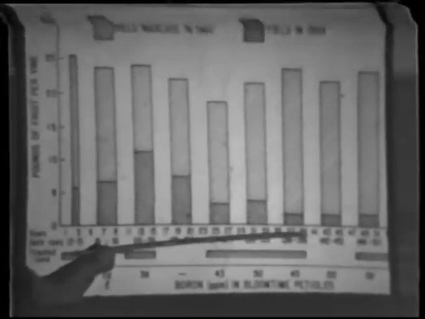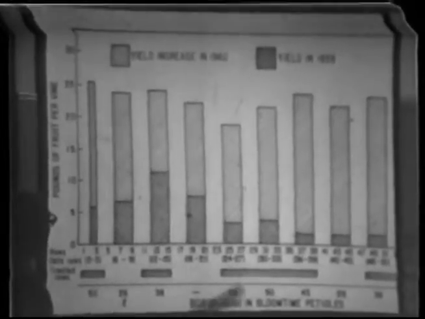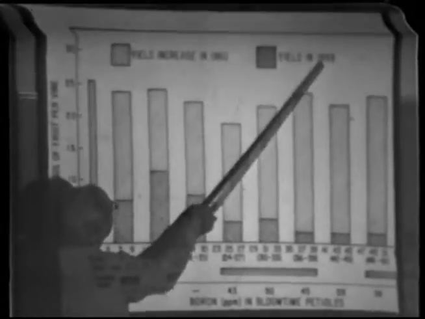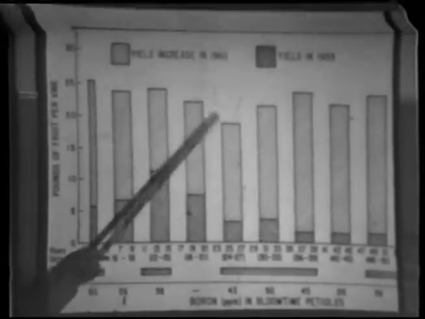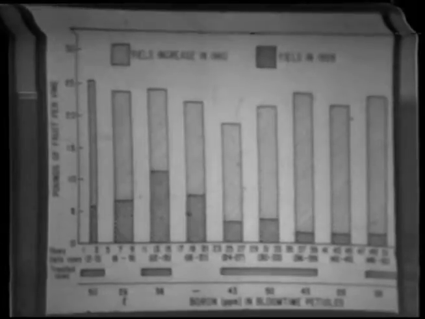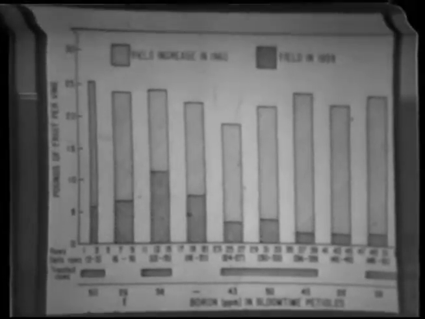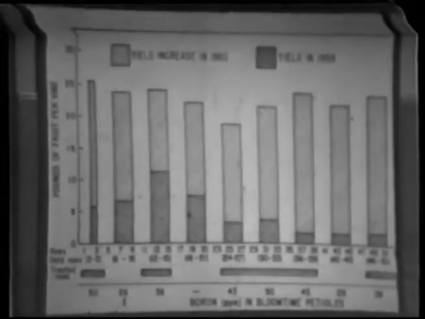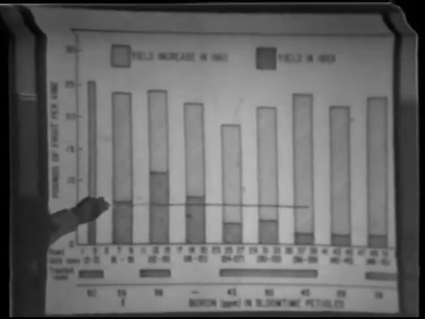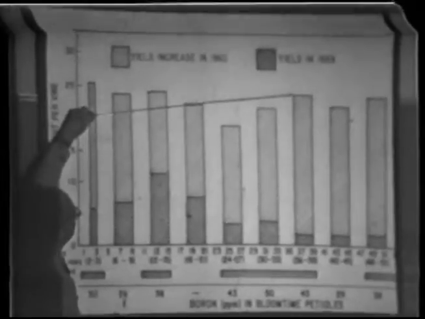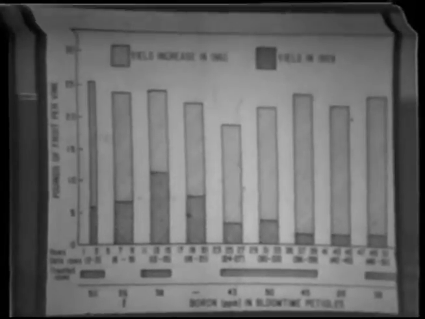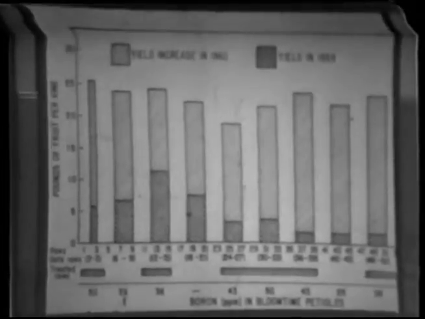We went out then after we picked it and during that winter and put on again 1 ounce of borax per vine. And the next year, from 59 to 60, we jumped the crop up to here. With 30 pounds of borax per acre, worth about $1.50, $2 worth of borax, we raised the fruit production from an average of 5 pounds to an average of over 20 pounds. Isn't it a nice story? So that's the story of boron.